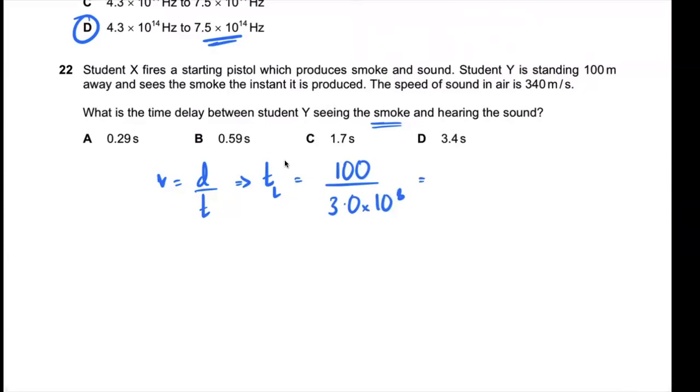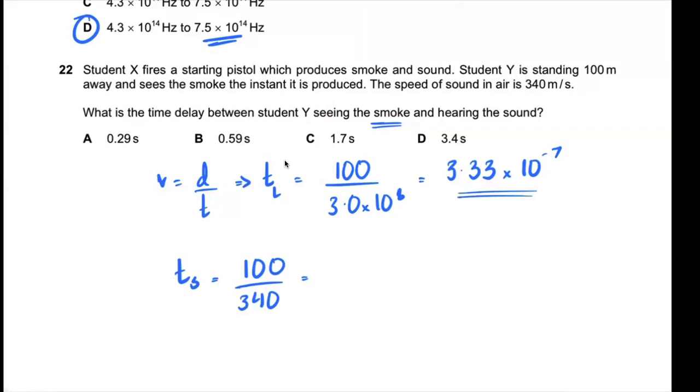So 100 over 3 times 10 to the 8, so that is 3.33 times 10 to the negative 7. And then if I do the same thing, but for sound now, so hearing the sound, it's going to be 100 over 340. So 100 over 340 is going to be 0.29. So 0.29 minus this very, very small value is also going to be approximately the same thing again.